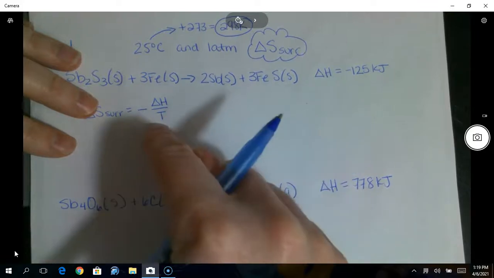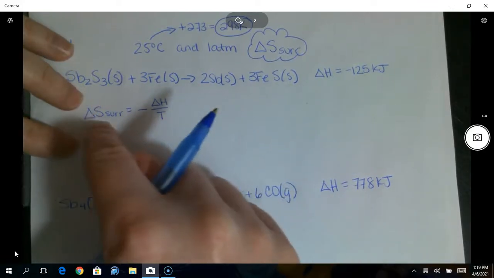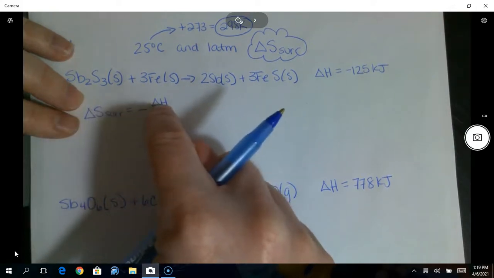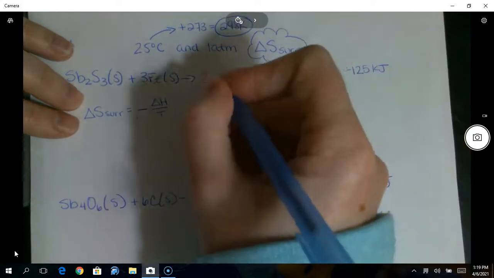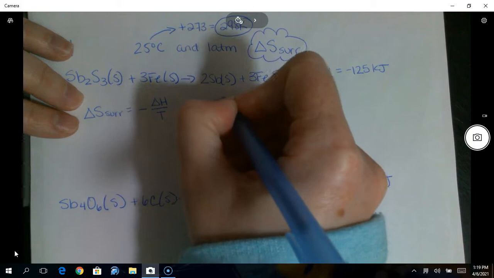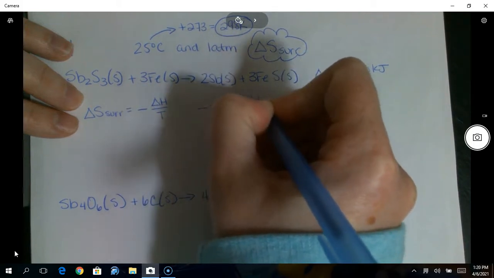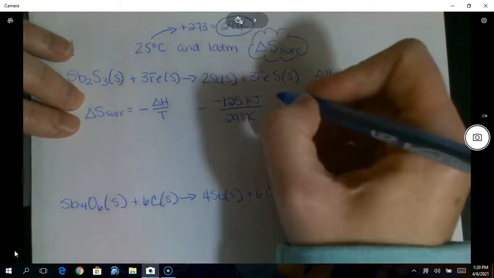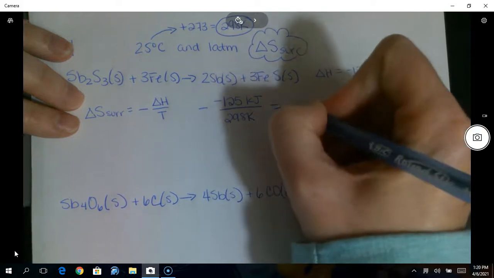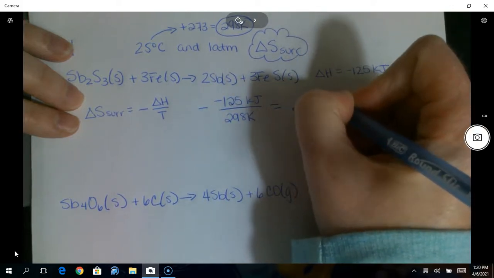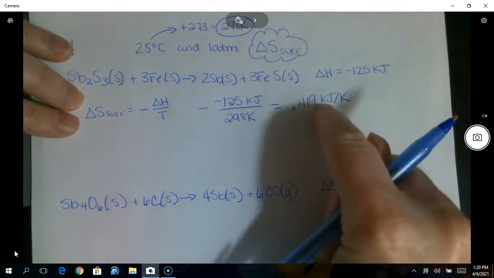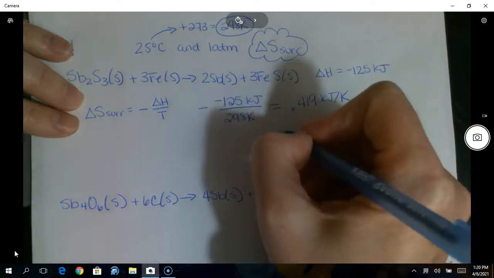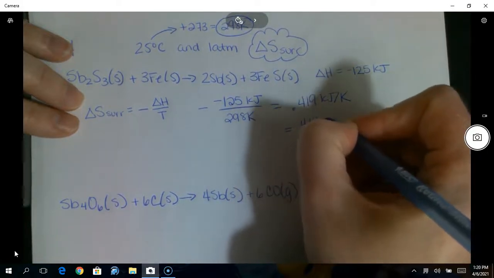So for this first reaction, if we want to find the change in entropy for the surroundings, you take negative change in enthalpy for the reaction divided by temperature. So this is going to be negative 125 kilojoules divided by 298 kelvins. And this is going to be, we can see, 0.419 kilojoules per Kelvin. But since this is kilojoules and entropy is in joules per Kelvin, we know that this is going to be 419 joules per Kelvin.